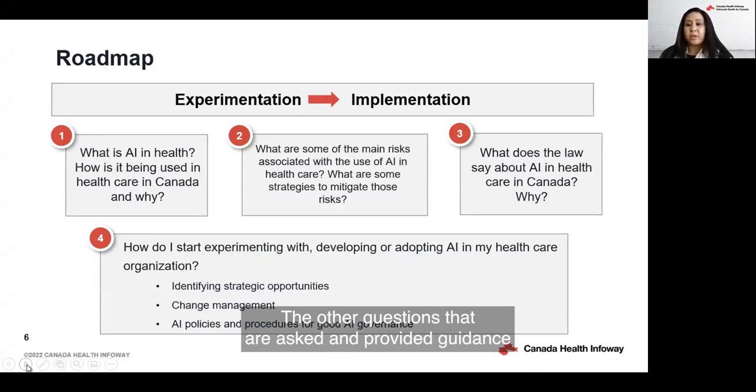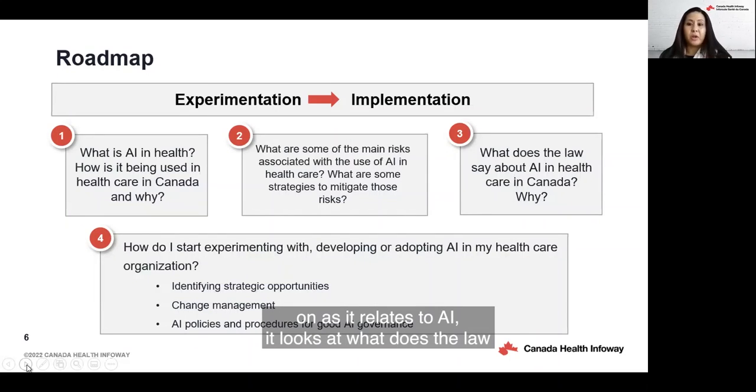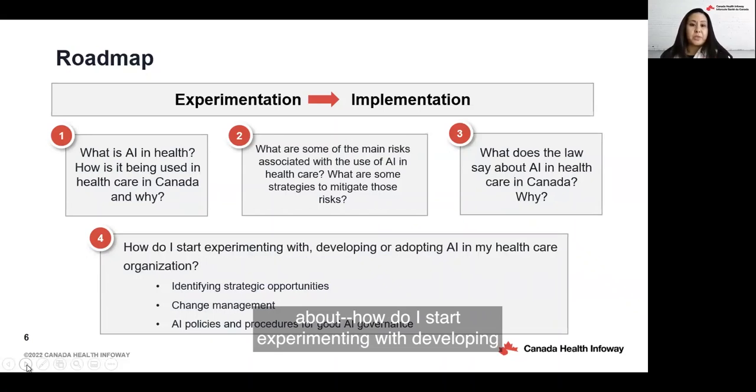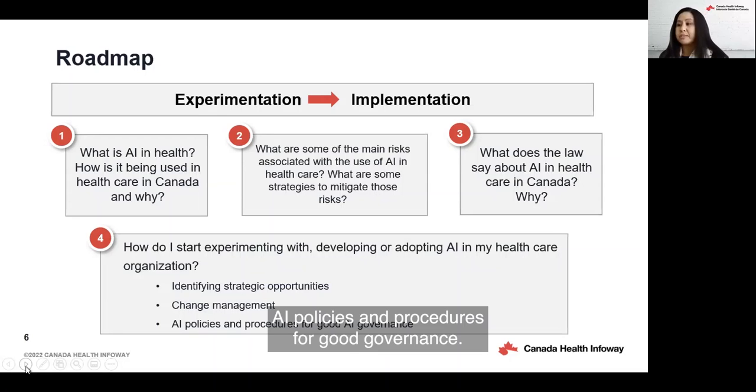The other modules ask and provide guidance on questions such as what does the law say about AI in healthcare in Canada. And in the next section, it talks about how do I start experimenting with developing or adopting AI in my healthcare organization. So really that module will focus on identifying strategic opportunities, change management, AI policies, and procedures for good governance. Okay.